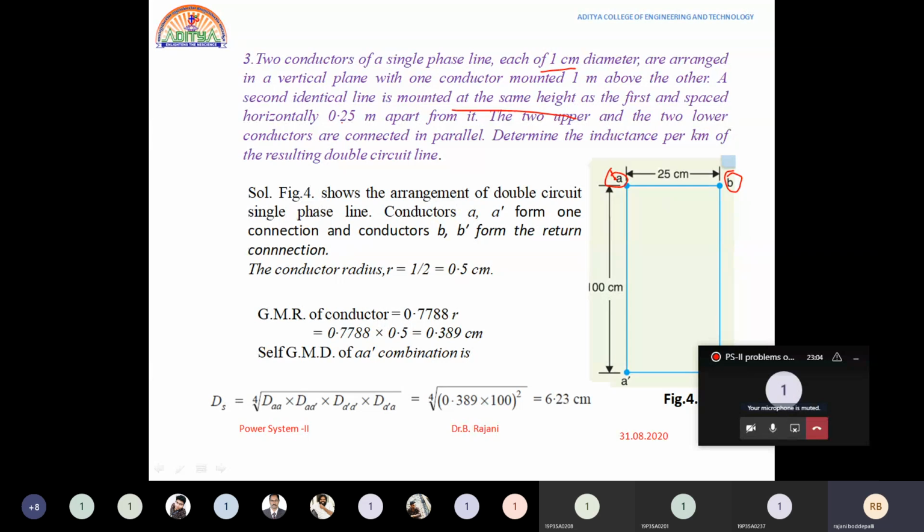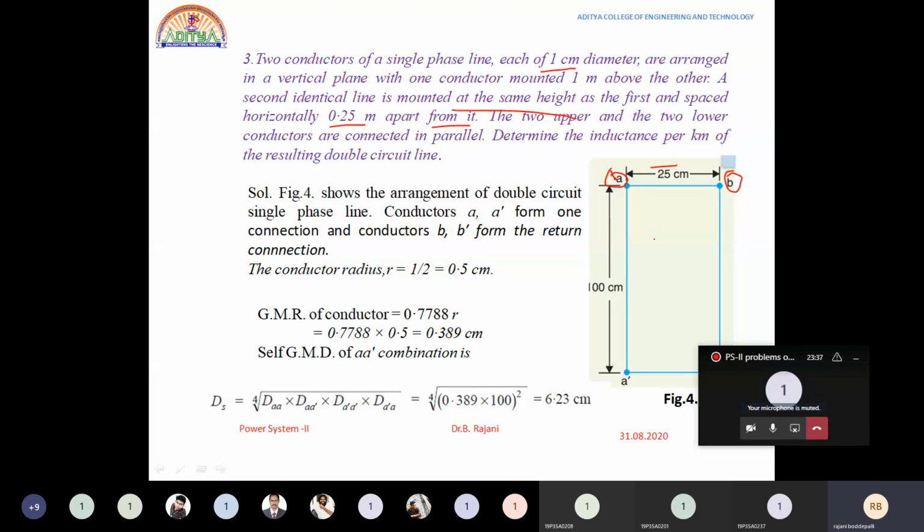And the spacing between the horizontal is what he had given you: 0.25 meters, which in centimeters is 25 centimeters. If you change 0.25 meters to centimeters, it is 25 centimeters apart from itself. The two upper and the two lower conductors are connected in parallel. See, these two are parallel and these two are parallel.